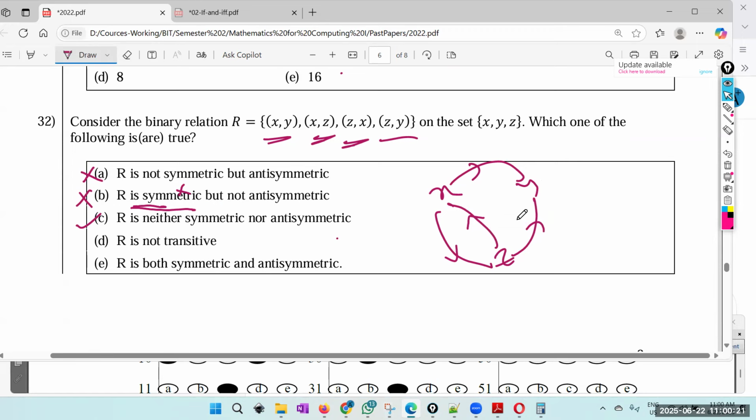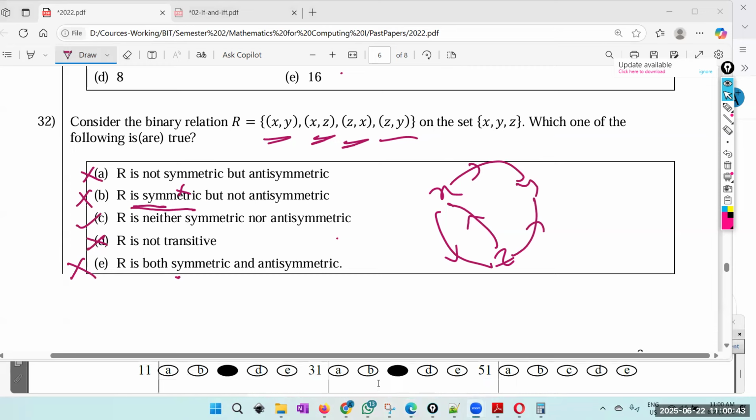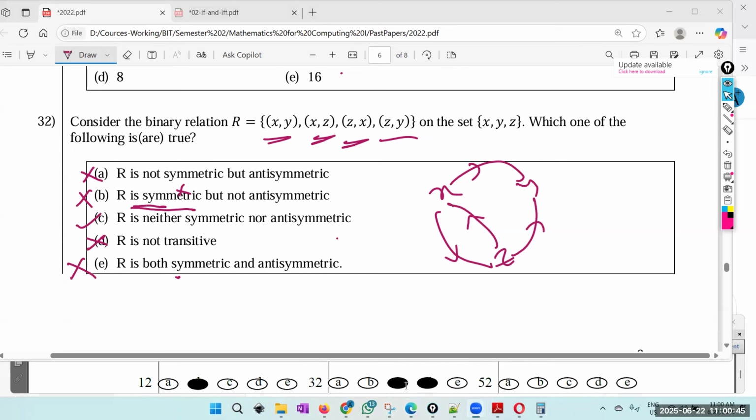Can you see violation of transitive? When you have this to this, we have this to this. When you have this to this, we have this. No, R is transitive. R is not transitive is wrong. R is transitive. R is both symmetric. No, it's not symmetric, right? So I'll go for C. Oh, C and D.